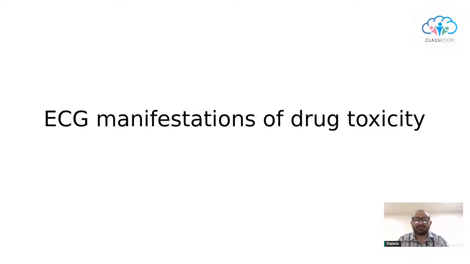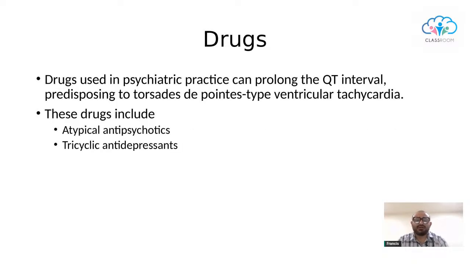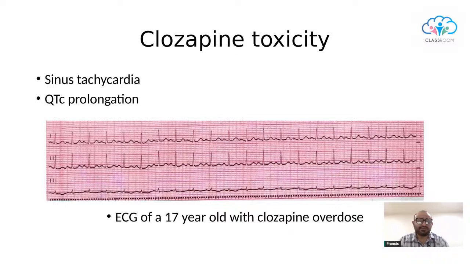Coming to the last part of the topic, which is the ECG manifestations of drug toxicity, drugs used in psychiatric practice can prolong QT interval, which predisposes to torsades-like ventricular tachycardias. These drugs include atypical antipsychotics and tricyclic antidepressants. And I'll give you two examples. It's a 17-year-old patient who overdosed on clozapine. You can see sinus tachycardia with prolonged QT intervals.